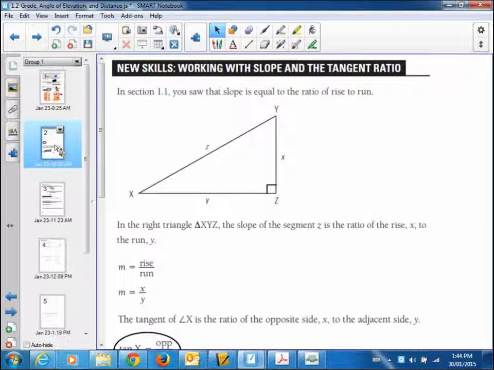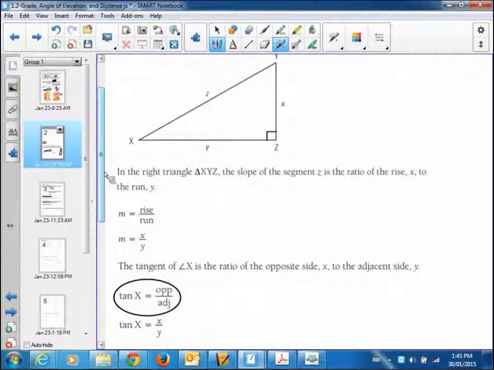Okay, a little bit of reading about this first. In the first section, remember how we said slope is rise over run? That's what that was about. I want to show you something on this triangle here. On this triangle, XYZ, Z, I guess we're Canadian, we say the slope of this angled line, the hypotenuse, is rise over run. Does it make sense that the rise is x and the run is y?